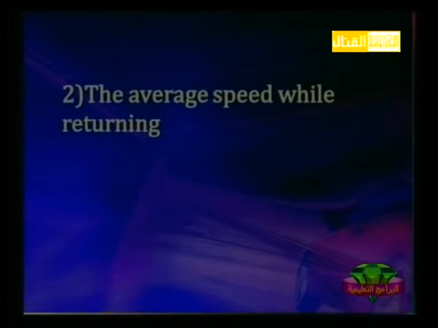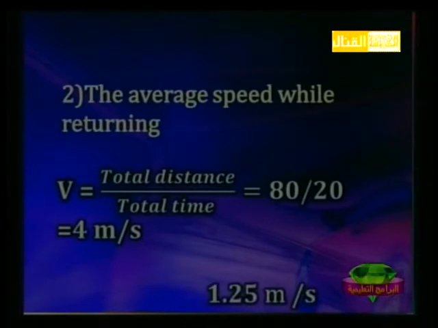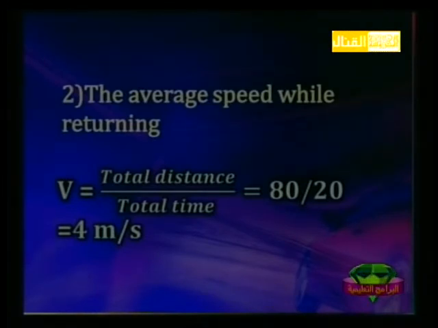V dash again. The racer's average speed while returning. He went 80, so when we say returning, he also returned by 80. The total distance over total time means average speed. It means 80 over 20 equals 4. Do you think what this means? This means total distance over total time, 4 meters per second, during return only.